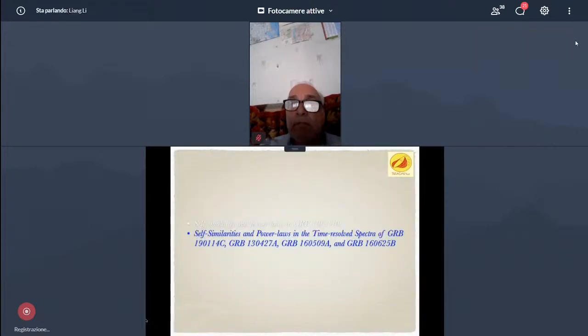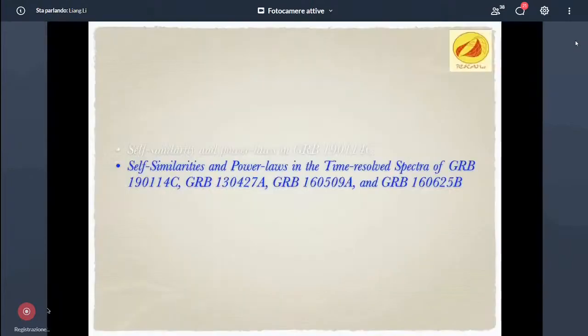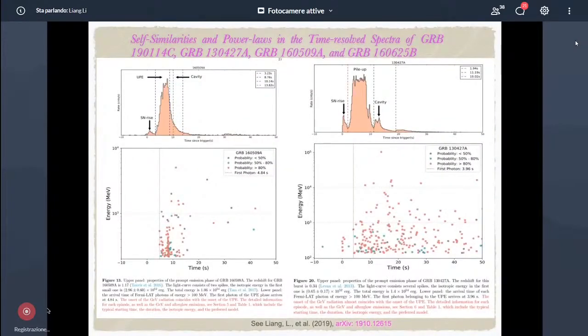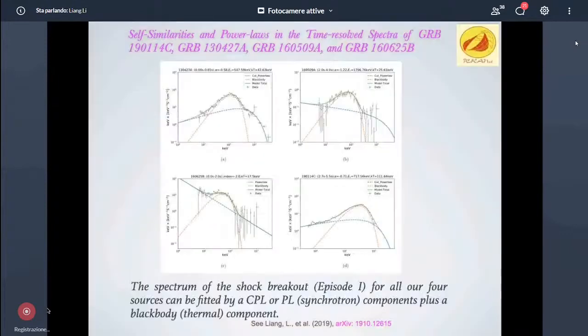Because the observation of 190114C, explained by Professor Rueda, is very successful, we then further searched for other sources and found three more similar cases. This picture shows the light curve and the corresponding GRB emission evolution for the other three sources. We also identify all three processes in this new sample as we found in 190114C.